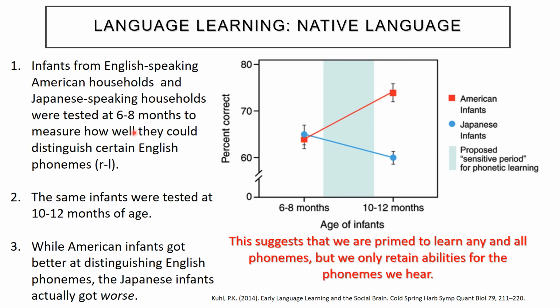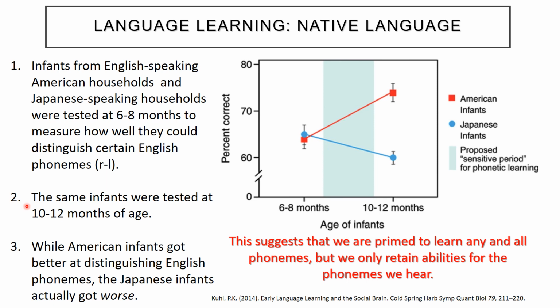And she was testing these infants, at 6 to 8 months of age, seeing how well they could distinguish certain English phonemes. A great example of this that's distinct to English-speaking households would be R and L. For native English speakers, we can tell those things apart, but for a lot of Asian languages, such as Japanese, they actually have a hard time even perceiving the difference between R and L, and certainly making the distinction between those two is tough for them as well.